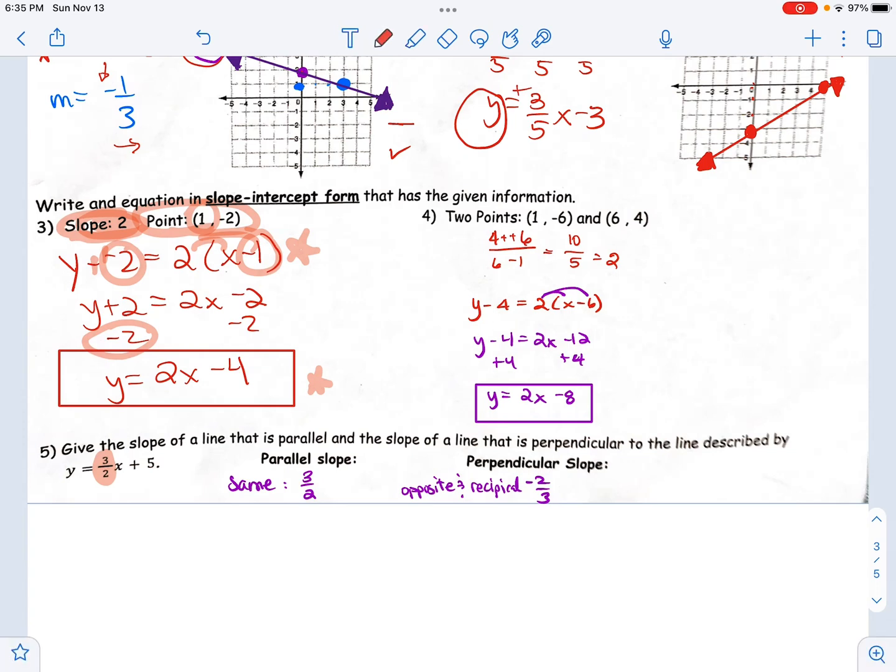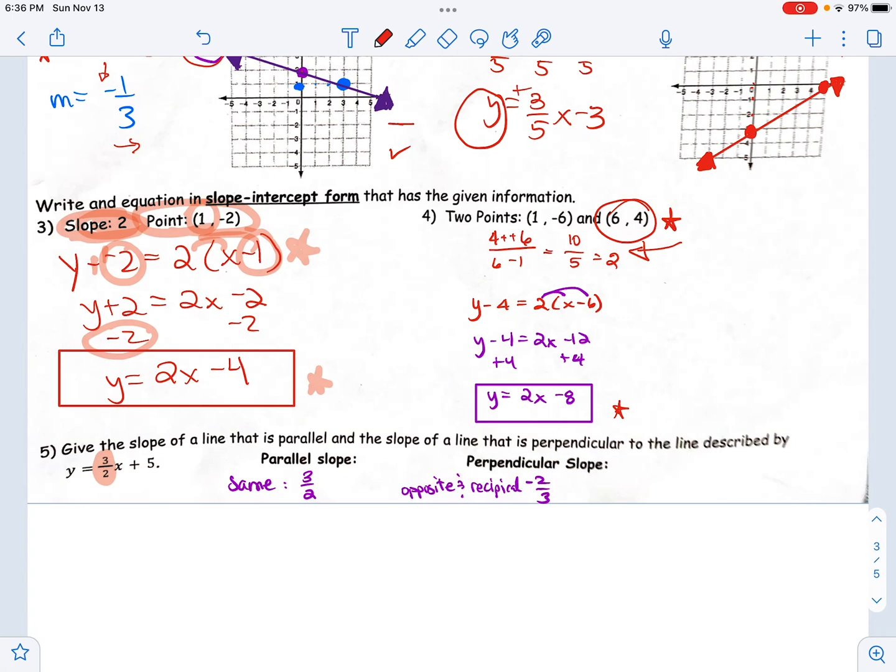Next, I do the same thing, but I first have to use my slope formula to solve for my slope. When I do that, I get 2, and then I use a point and a slope. This time I chose to use this point, and finally I get y equals 2x minus 8.